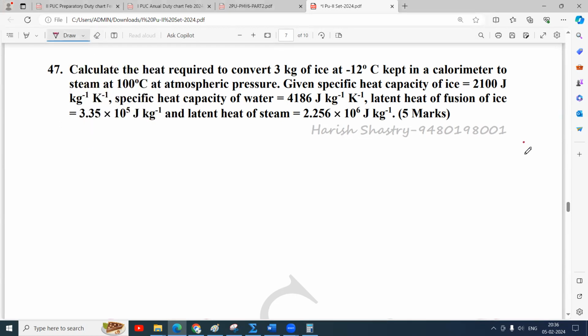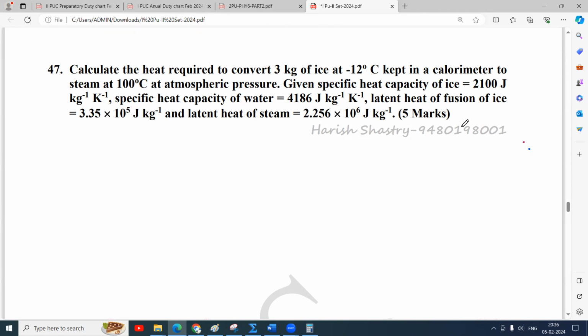Calculate the heat required to convert 3 kg of ice at minus 12 degrees Celsius kept in a calorimeter to steam at 100 degrees Celsius at atmospheric pressure. And a lot of things are given: specific heat capacity of ice, specific heat capacity of water, latent heat of ice, latent heat of vaporization. Everything is given. Now, let us not worry about all the data.